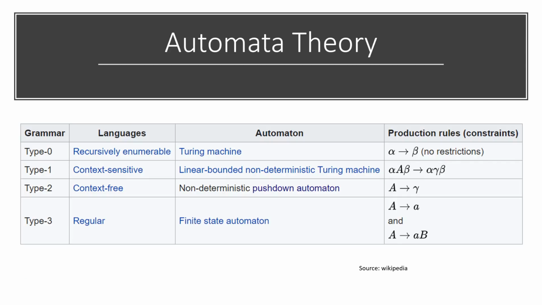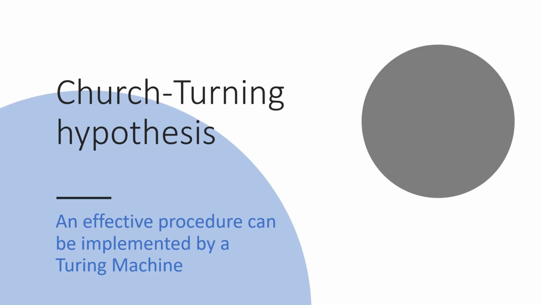All this is part of automata theory that defines different types of grammars that describe these automata. More information on these topics can be found in a course in automata theory or a course in theory of computation. So first, take a look at the Church-Turing hypothesis. The Church-Turing hypothesis, or thesis, states that an effective procedure can be implemented by a Turing machine. What is an effective procedure? Let's take a look.